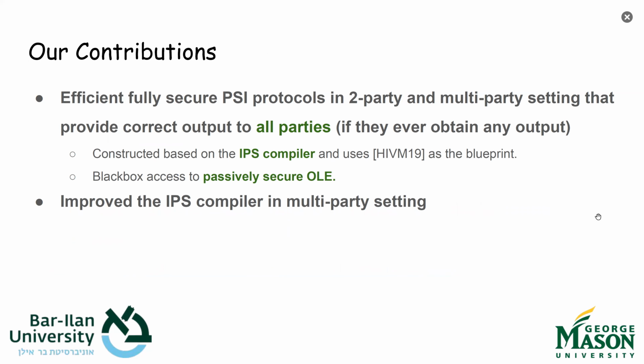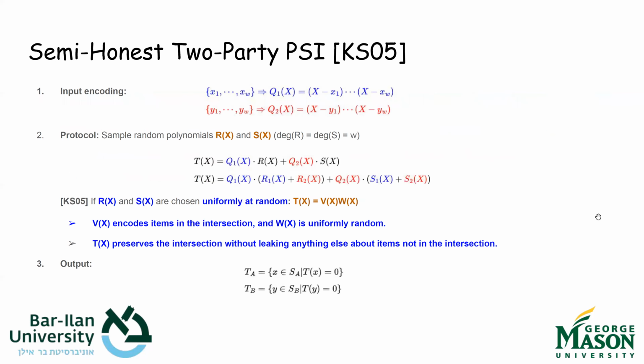Recognizing the shortcomings in the PSI literature, our work aims at designing new fully secure PSI protocols in both two-party and multi-party settings. Our protocols are secure against malicious adversaries and provide the correct output to all parties if they ever receive any output. Our multi-party PSI protocol is built on top of the two-party PSI protocol. Our protocols are constructed based on the IPS compiler and use Leviosa as the blueprint. One interesting point about our protocols is that they only need black box access to passively secure OLE, but achieve malicious security. Besides the new PSI constructions, we also improved the IPS compiler in the multi-party setting.